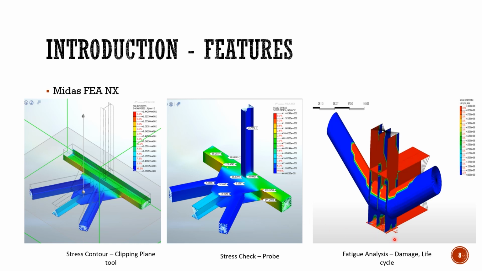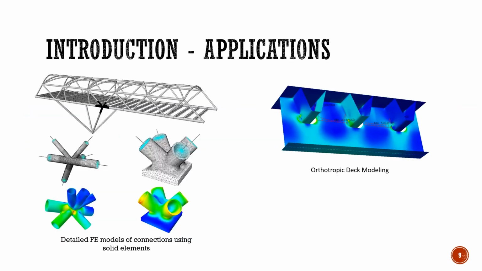Further, we have advanced analysis tools such as fatigue analysis to determine the damage and life cycle of a particular jointed connection as per the codal provisions. Here are a few of the examples where Civil and FEA NX were used in tandem. This is an example of a footbridge where the bridge is modeled using frame elements, and here you can see several members are connecting at this particular node.